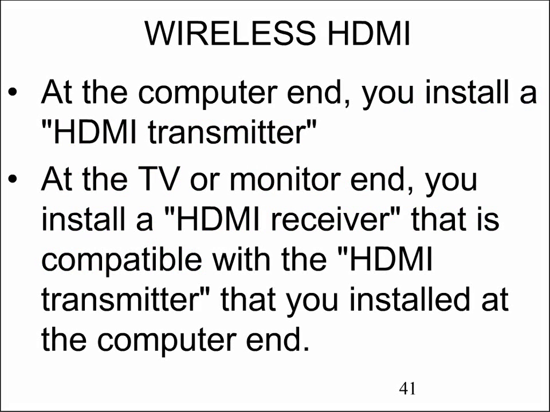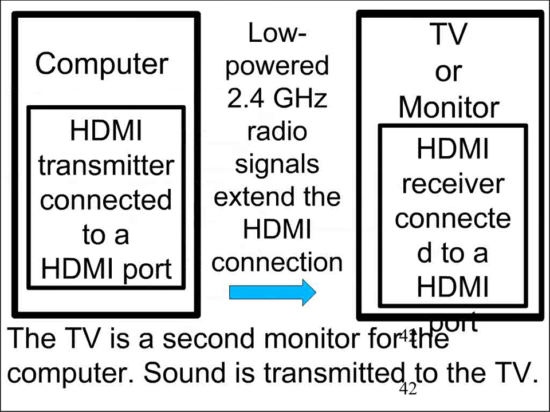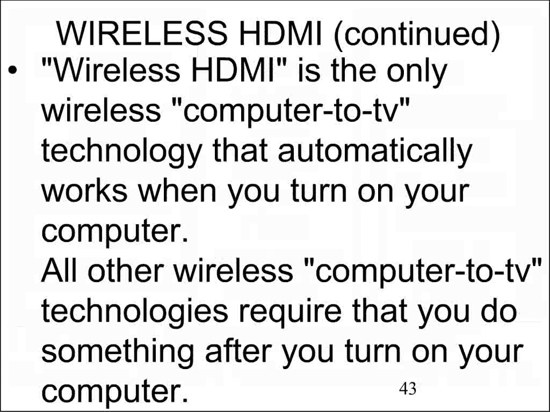Okay, wireless HDMI. At the computer end, you install a transmitter. It's probably going to be about the size of a small person's hand or 2 fingers. On the TV side, you install a receiver. They come in various sizes. Most of them are about the size of 2 or 3 fingers. Sound is transmitted. Both sides you have to have an HDMI port. Okay, and I'll see if I have a picture of the darn thing. I don't think I do.